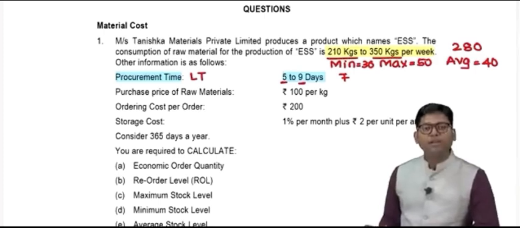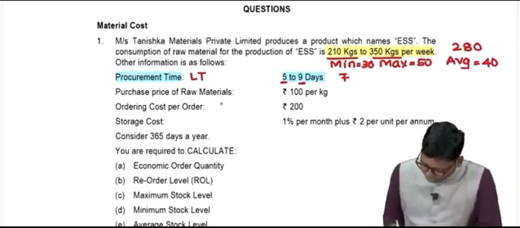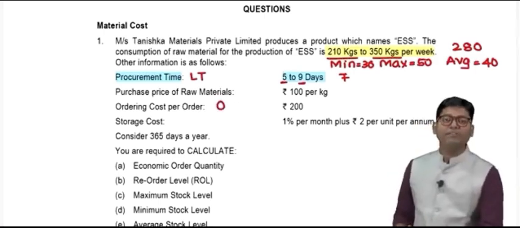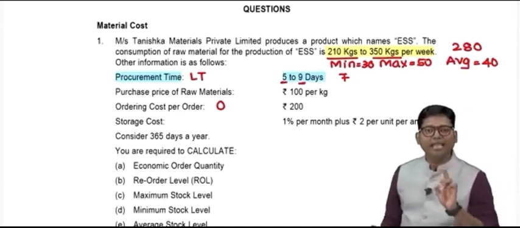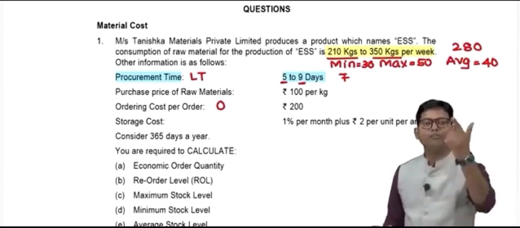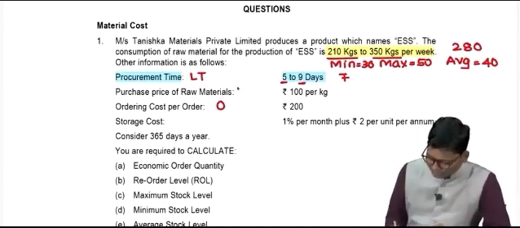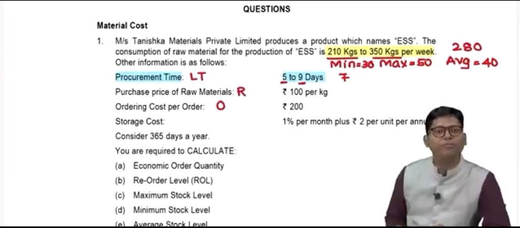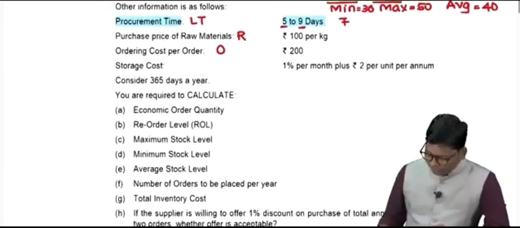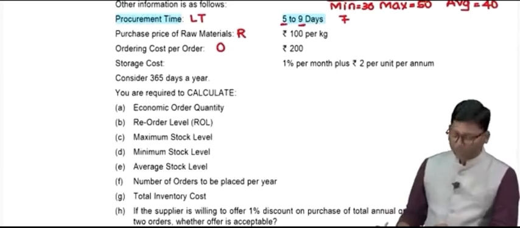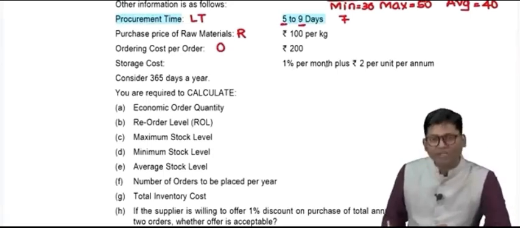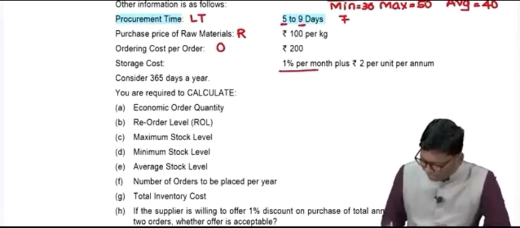Ordering cost per order is given. Ordering cost is your single order cost. Whenever you place a single order, 200 is the ordering cost. Purchase price is also given; this is the rate per kg of your material. The given information related to storage is very important. Your storage cost is 1% per month. This cost is given on a monthly basis.